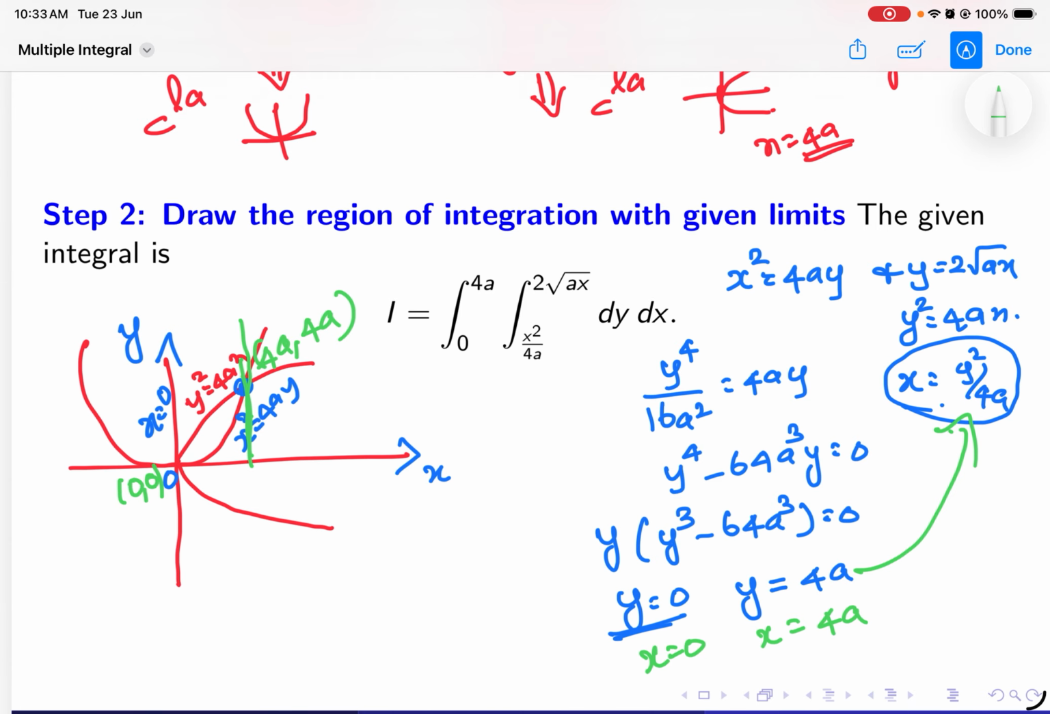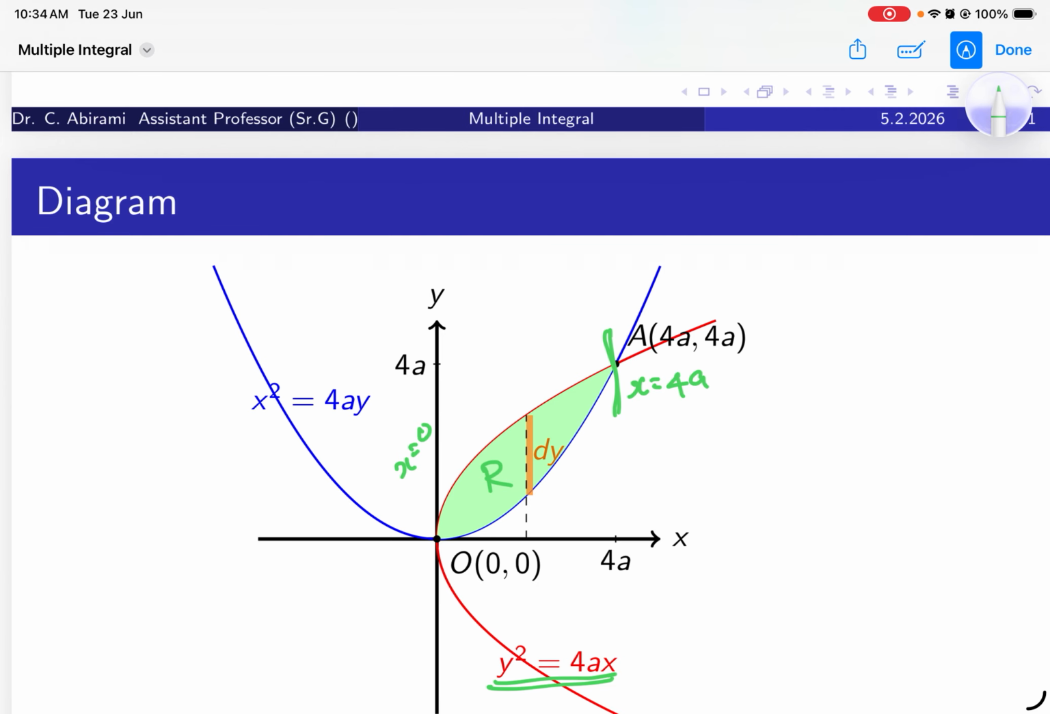The region of integration is bounded by all four limits. What are the four limits? X squared is equal to 4ay. Y squared is equal to 4ax. X is equal to 0, x is equal to 4a. This is the region of integration. I can show it in this diagram. Yes, this is x squared is equal to 4ay and the red parabola represents y squared is equal to 4ax. This is x is equal to 0 and this one is x is equal to 4a. So this is your required region of integration. Using this, we are going to find the limits.